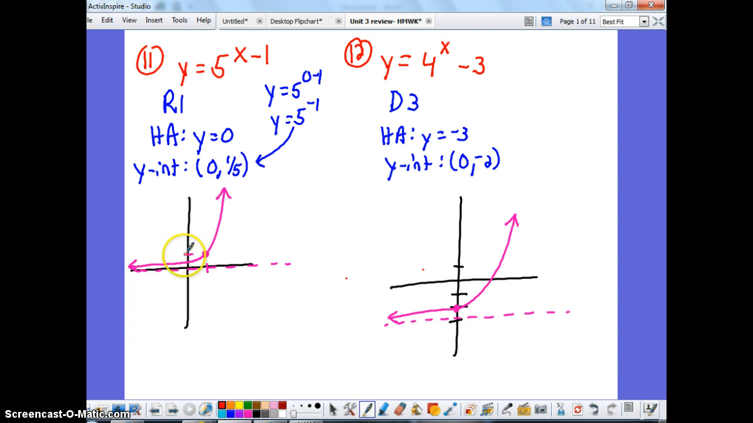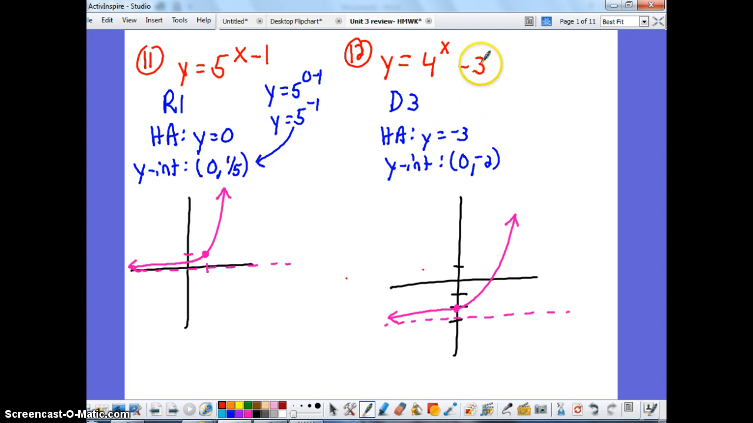All right, so when I do that, again, draw in your horizontal asymptote, draw in your graph. That's what your graph is going to look like. So what is my y-intercept going to be? You have to take x as 0 and plug it in. When I do that, I get 0 minus 1. 5 to the negative 1 is just 1/5.